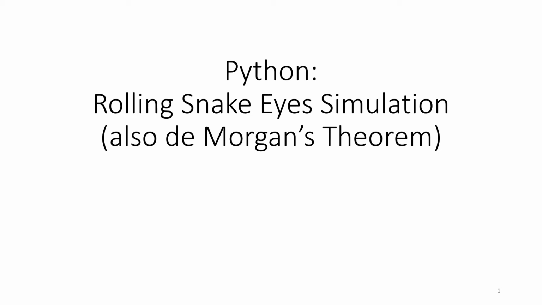In this Python program, we're going to look at a simulation that determines how many times it takes rolling 2 dice to roll snake eyes, 2 ones. In the end, we're going to add in boxcars as well as snake eyes. Boxcars is rolling 2 sixes, and that will give us an example of De Morgan's theorem.